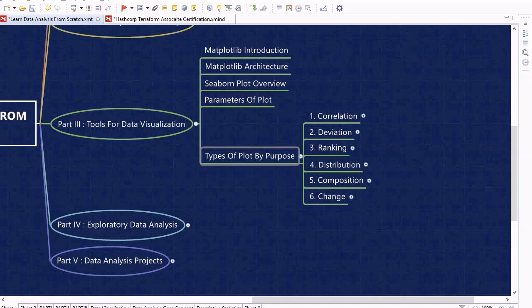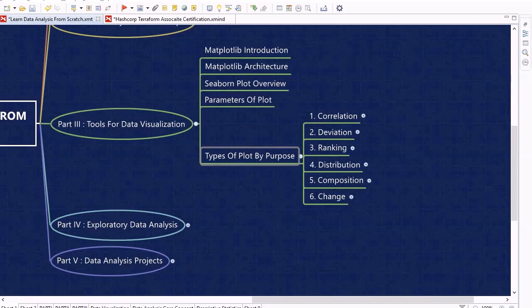Now proceeding to another purpose, that is deviation. We want to identify how much variance we have within the given data set, then we use various kinds of deviation plots. Now let's proceed further and discuss another purpose, that is ranking. Sometimes it is required to get information about the ranking within a given data set, like what is the maximum range and what is the minimum range. There are certain plots which help us identify the ranking of the data within the given data set.